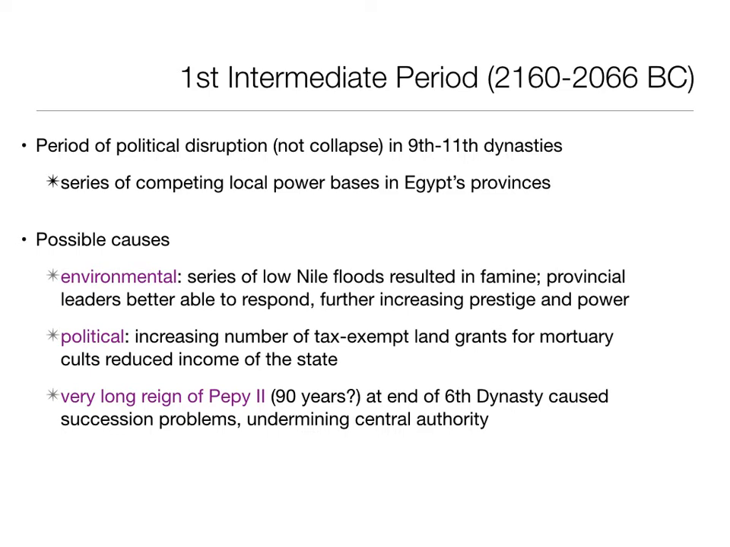And so there was a period with a lot of short-lived kings after that, and that also undermined central authority when people couldn't really determine who was supposed to be in charge. So some combination of these factors coalesce to lead to the downfall of the very strong centralized state that the Old Kingdom was.